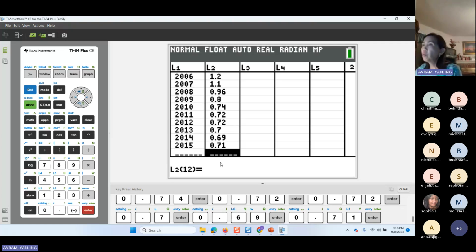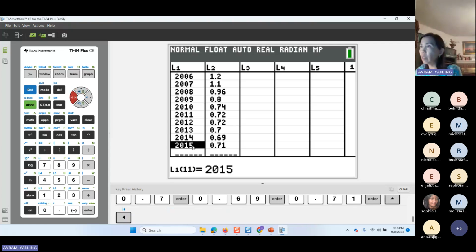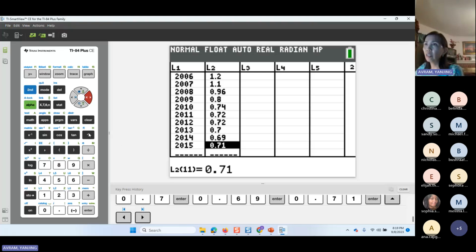Whatever you input, make sure you have a pair. That means I have 10 data points in L1, so I also need to have 10 data points in L2. If one side is longer or shorter than the other, you won't be able to graph because you cannot find a pair. So that is important.